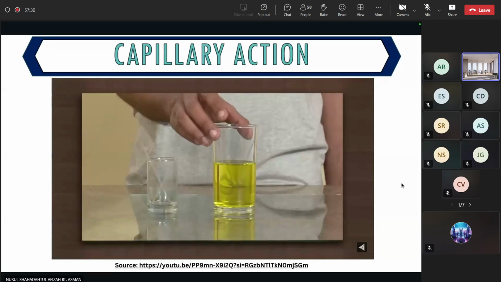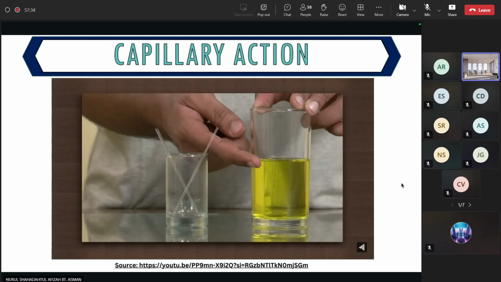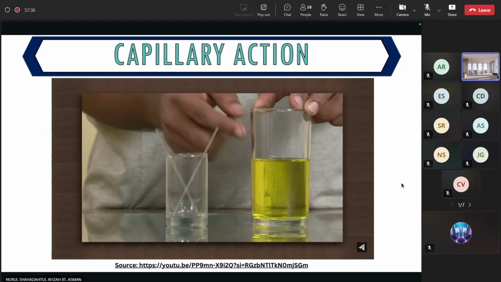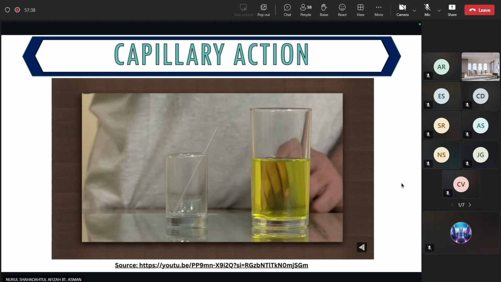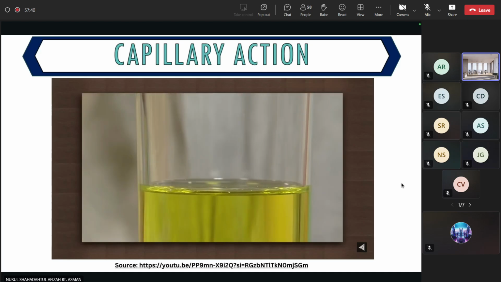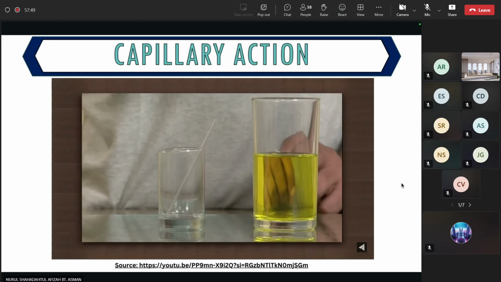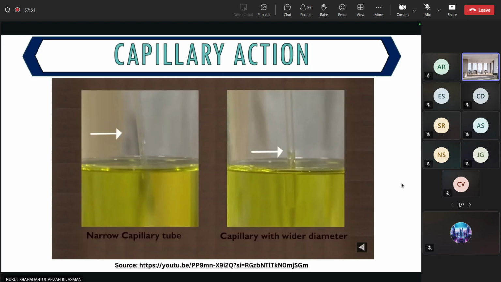a beaker of water. Take a half-filled beaker with colored water. We will use colored water here so that we can clearly see the water levels. Place the capillary tubes in the beaker vertically. See the water levels. The level of water in the capillary tubes is higher than the level of water in the beaker. The narrower the capillary tube, the higher the water level.